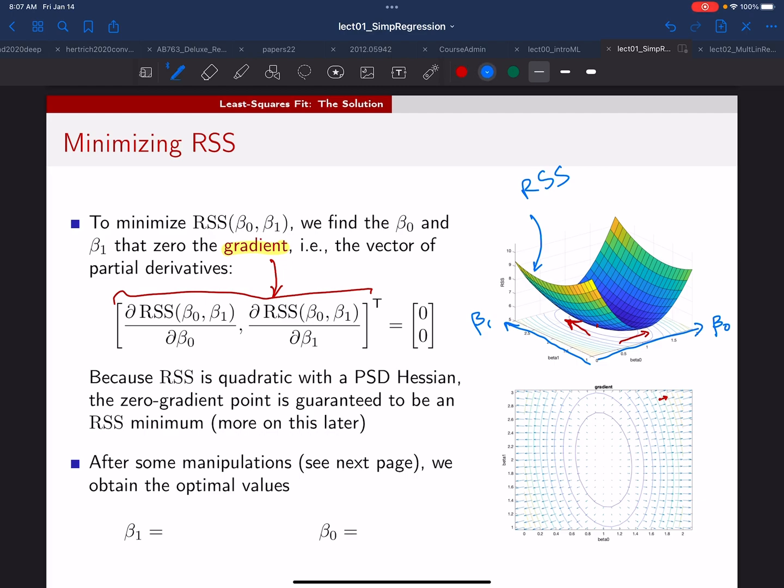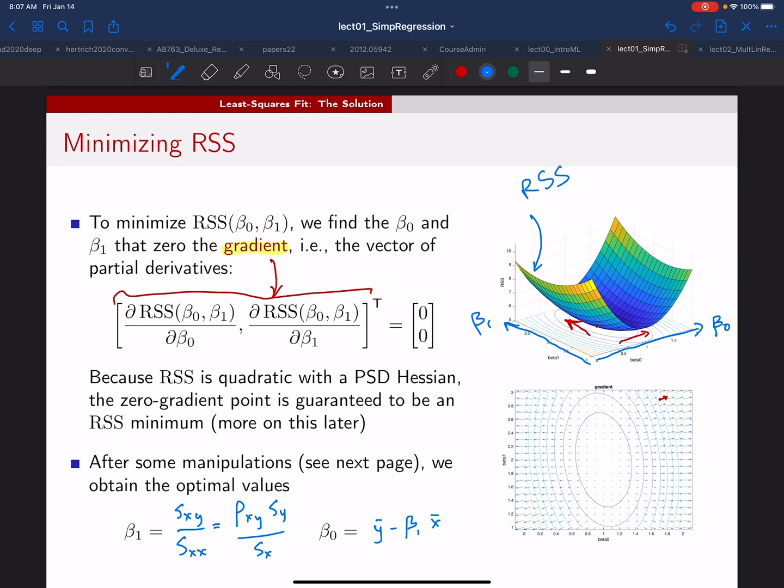So we have that beta 1 is going to be SXY over SXX. There's another way of writing that. We can write that in terms of the rho XY by multiplying that times SY over SX. And beta 0 is going to be Y bar minus beta 1 X bar. So again, we're going to derive this in the next couple pages, but this is, as we'll see, what the answer is going to be.